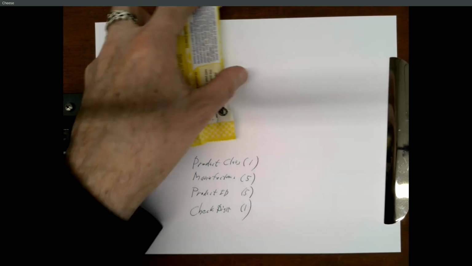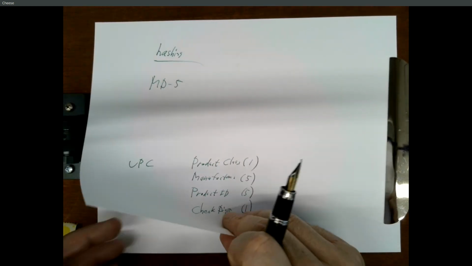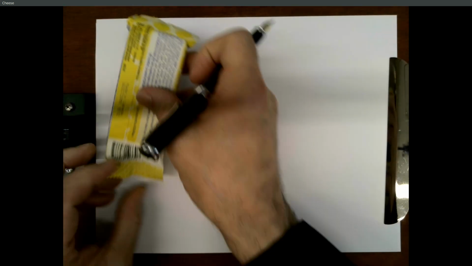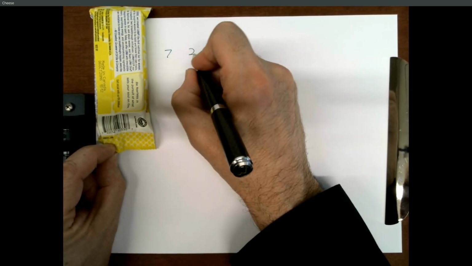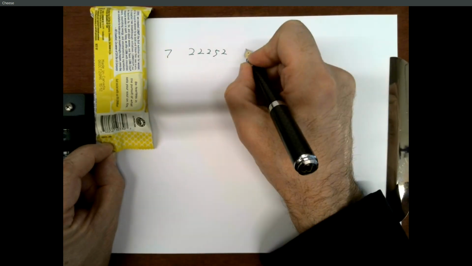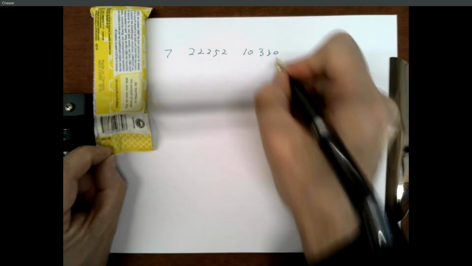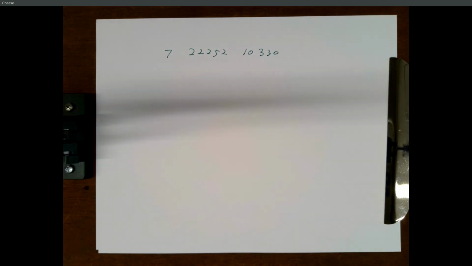So how do we calculate the check digit? Let's write down our number. I haven't tried this, so I'm playing without a safety net here. 7222252103330. All right, so we have 11 digits.